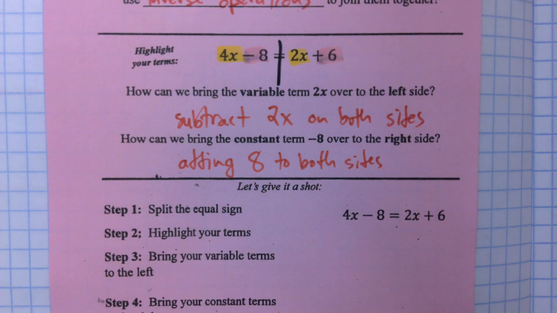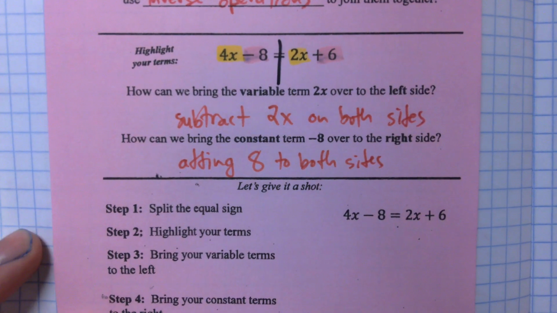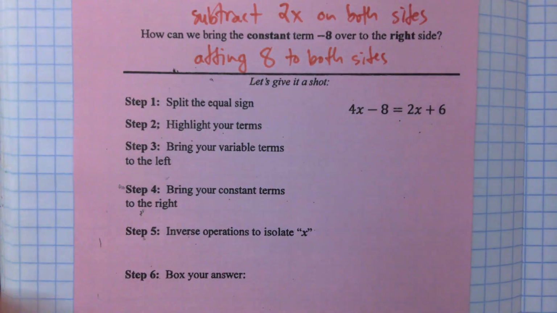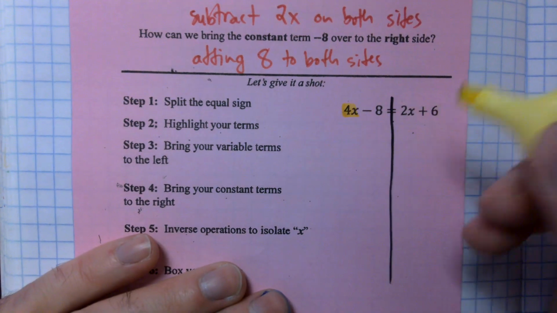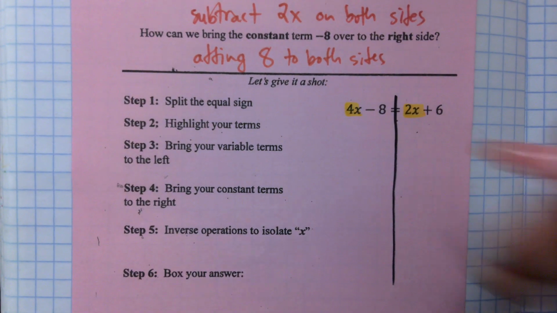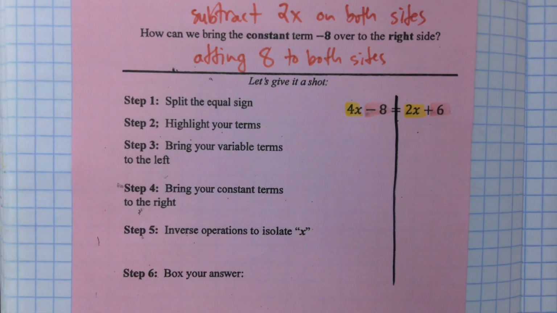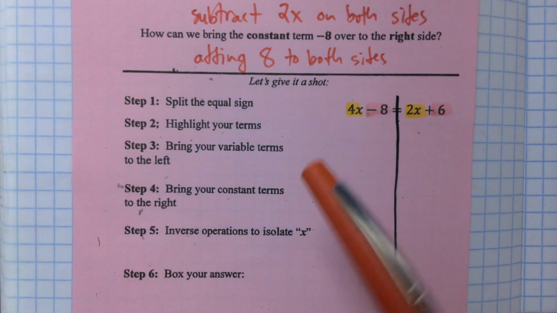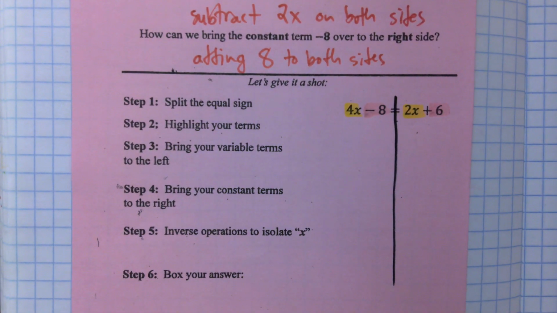We're not going to divide till the very, very end. Division is going to be our last step every single time. We never want to divide before that. So let's give it a shot. I'm going to re-split my equal sign, re-highlight my terms, 4x and 2x, negative 8, positive 6. Again, I want all my yellow terms on the left, all my pink terms on the right.